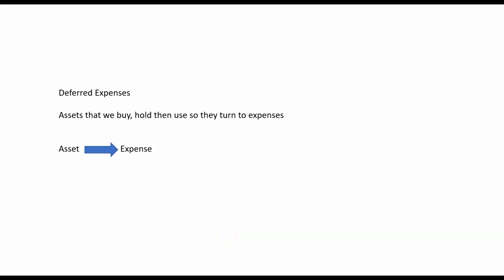All right, let's look at our first type of adjusting entry. This is when we have purchased something and it hangs out as an asset on our balance sheet, and then we'll use it and it will become an expense.